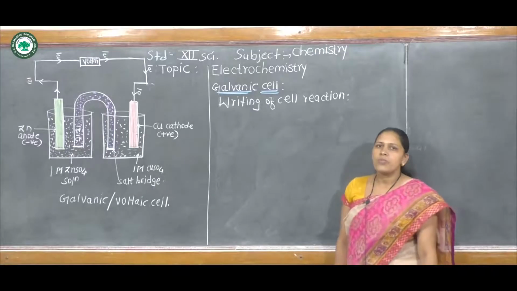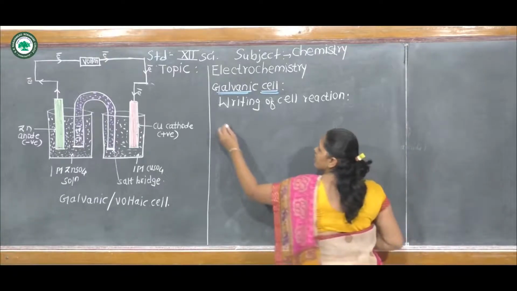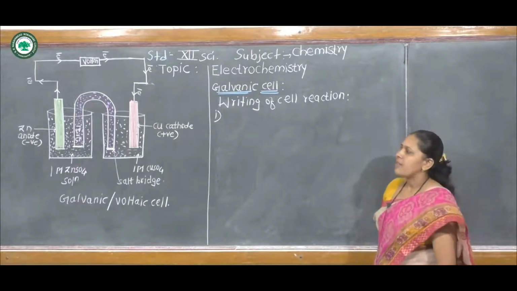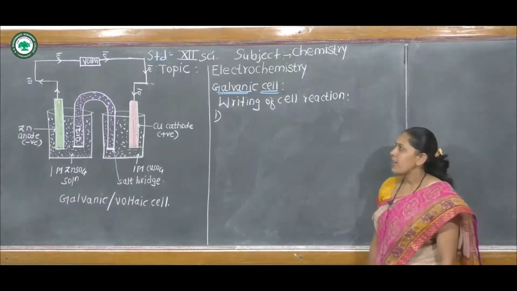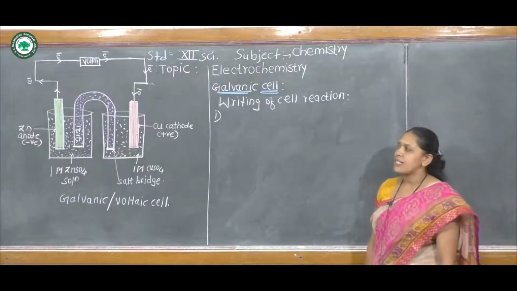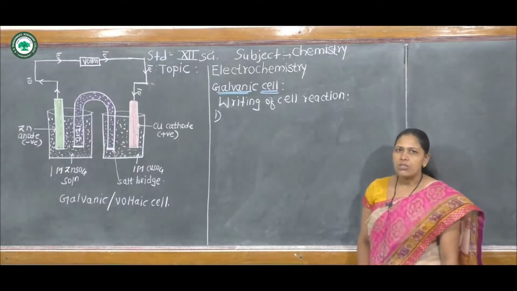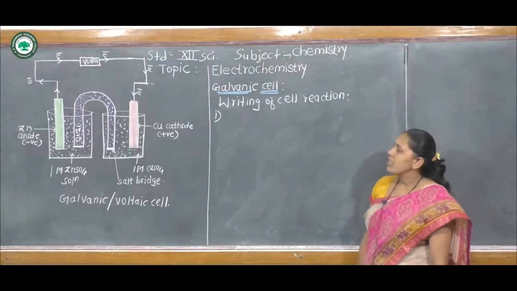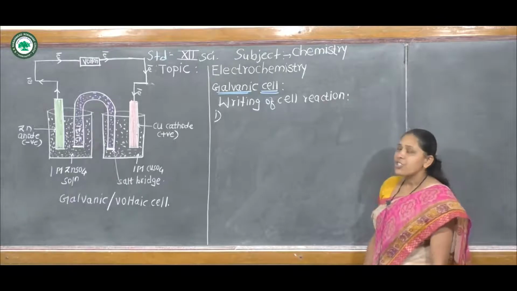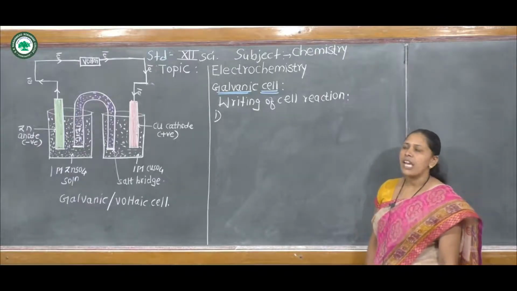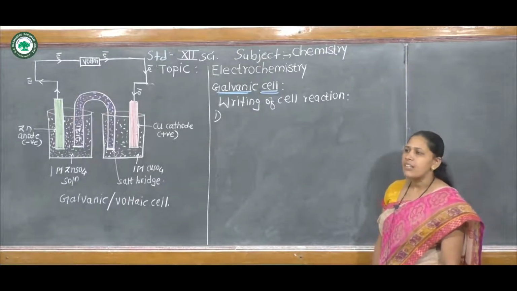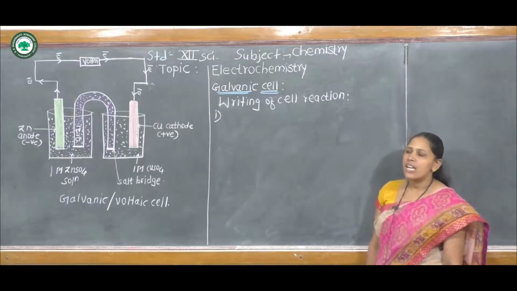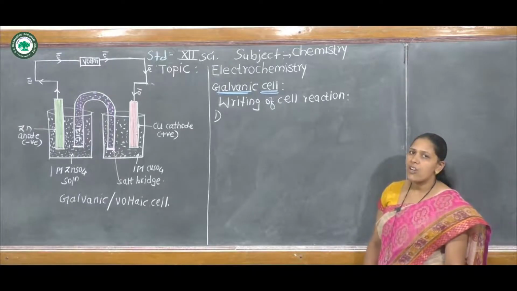There are also some rules to write cell reaction. First one is, we know that left hand electrode is anode. At anode, oxidation reaction takes place. Right hand electrode is cathode. At cathode, reduction half reaction takes place. By addition of oxidation half reaction and reduction half reaction, we get redox reaction. In all electrochemical cells, reactions that occur are redox reactions.